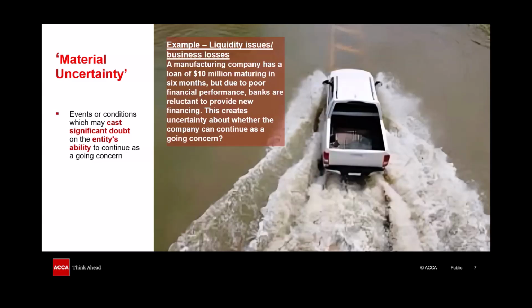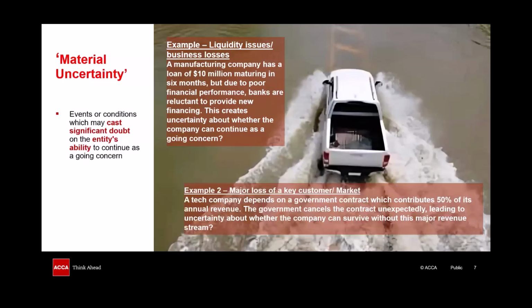In example number one, we are going to look at a company that is experiencing severe liquidity issues, mainly due to poor business performance and losses. It has an upcoming $10 million loan repayment commitment in just 6 months. But the banks and the financial institutions are reluctant to provide new financing, fearing that the business may never be able to pay back the loan. This situation creates a material uncertainty about whether the company can continue as a going concern or not.